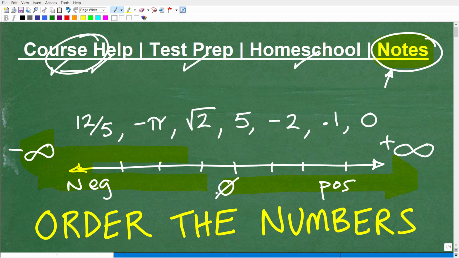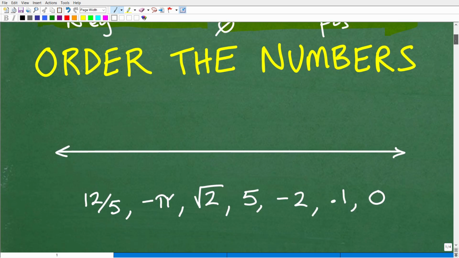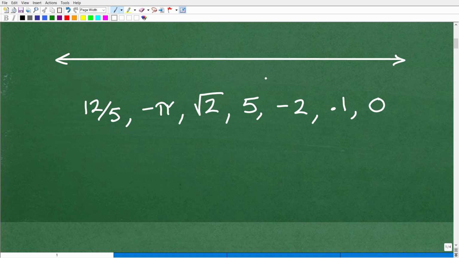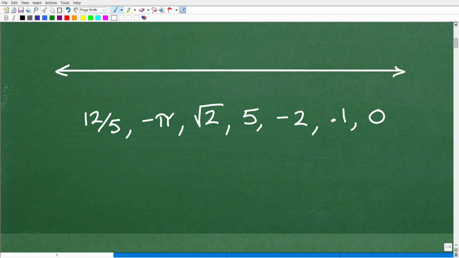And don't feel shy about using a calculator as well. If you want to use a calculator to help you get a sense of what this number is or this number, that's perfectly fine, but you really don't need a calculator. But let me go ahead and get into this solution here right away. All right, so here we go. This is the best way to do things.